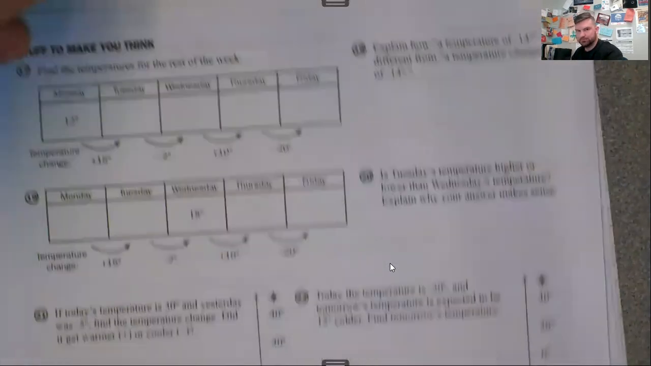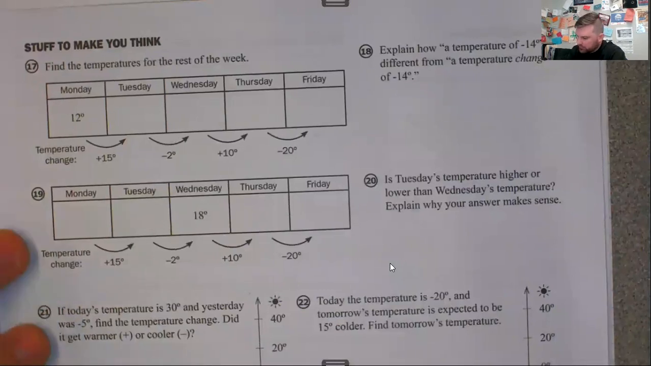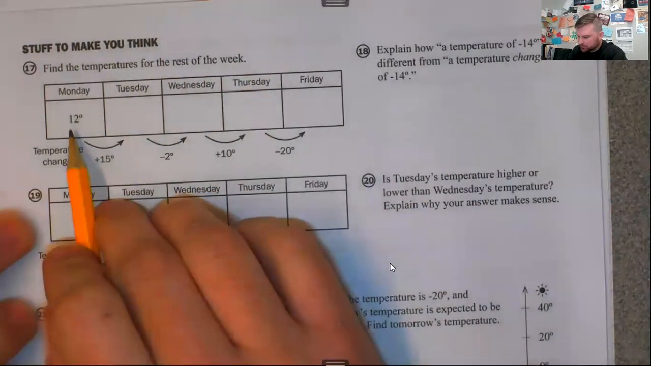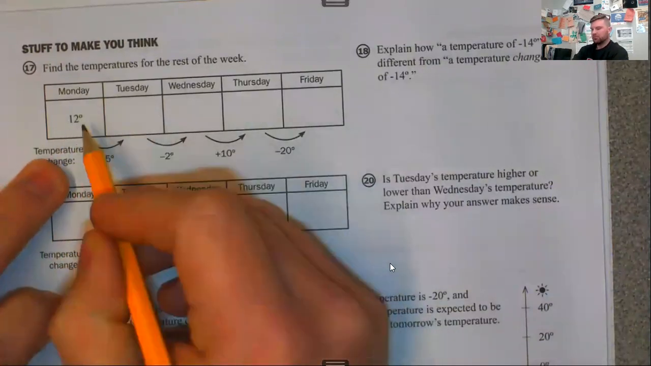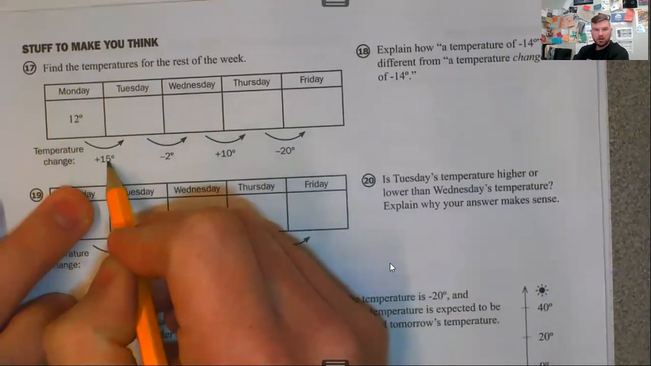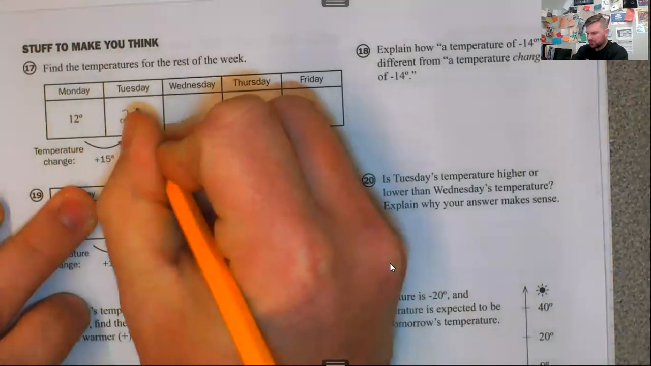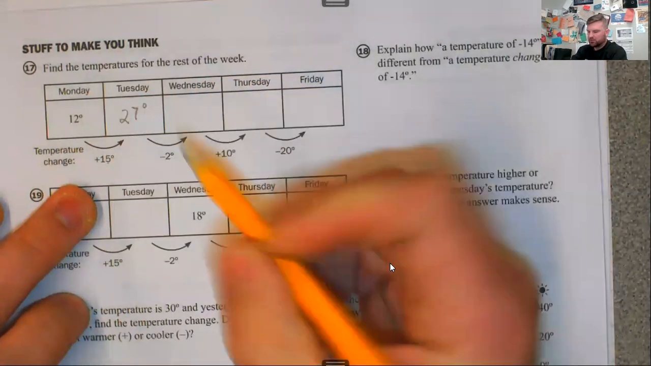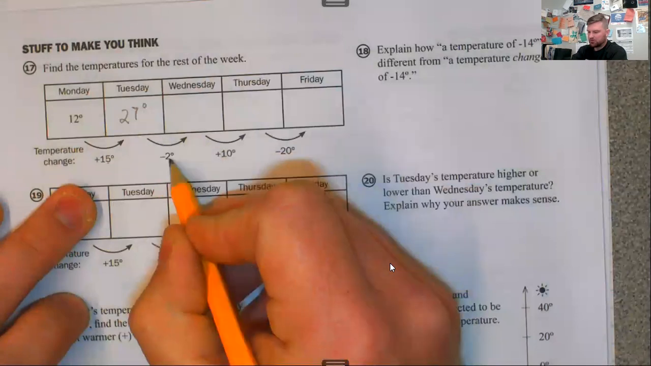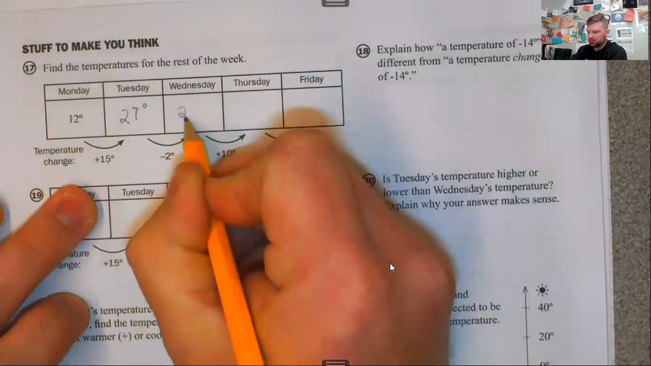Number 17 says find the temperatures for the rest of the week. They give us Monday's temperature and then the temperature change. It says from Monday to Tuesday, the temperature gained 15 degrees. So we're going to take 12 plus 15 is 27 degrees. Okay, if I have a label, I don't want to forget that label. And then from Tuesday to Wednesday, it dropped 2 degrees, which means subtract 2 degrees. So you get 25 degrees.